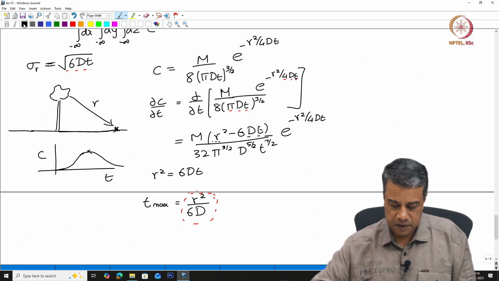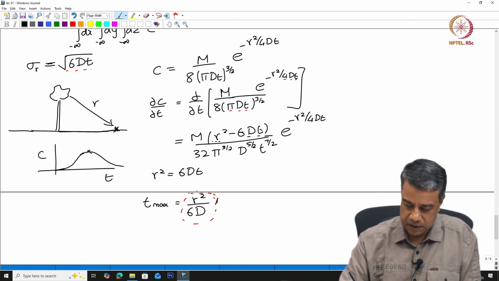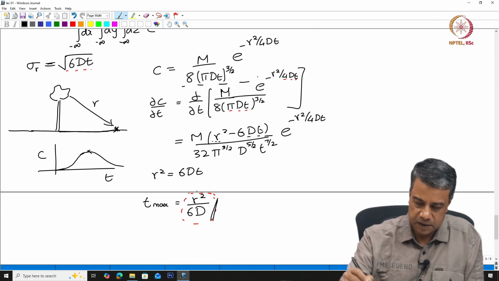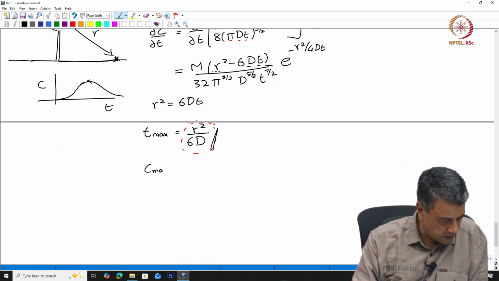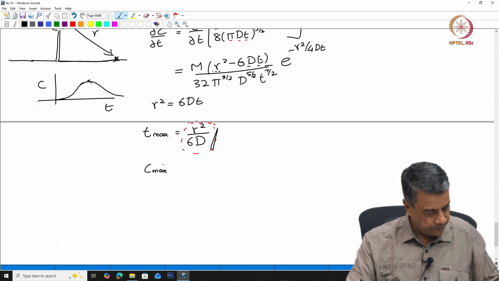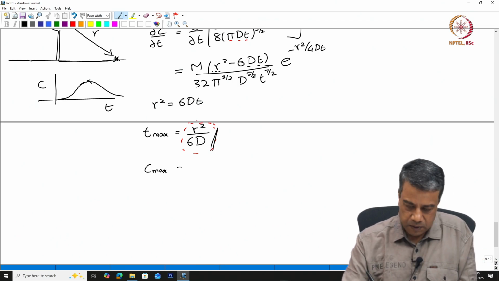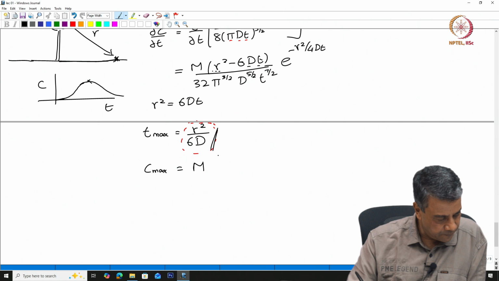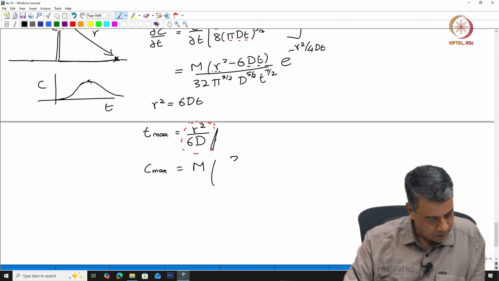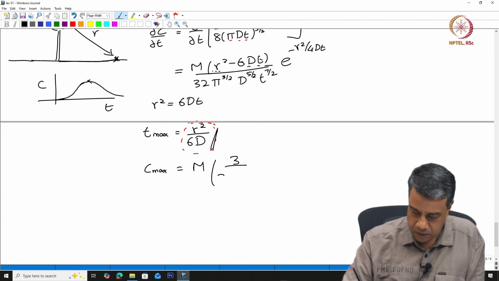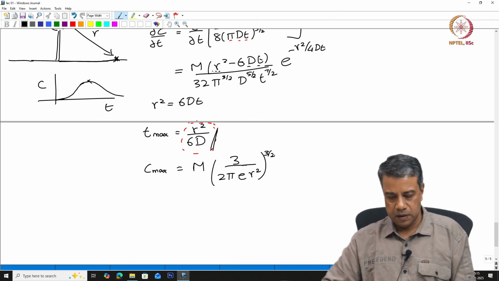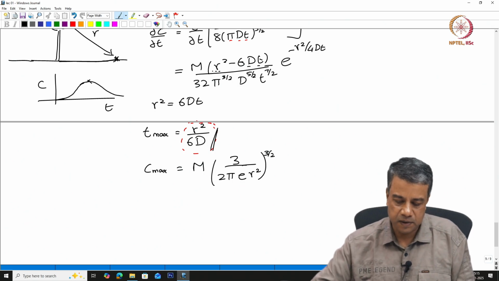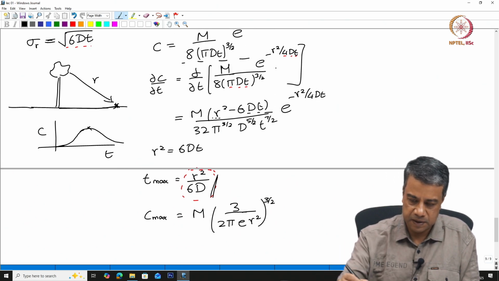And you can also find the maximum concentration by substituting this into this expression here. The maximum concentration turns out to be C max equal to m into (3 by 2 pi e r square) to the power 3 by 2. You just have to substitute t equal to r square by 6d in this expression here.